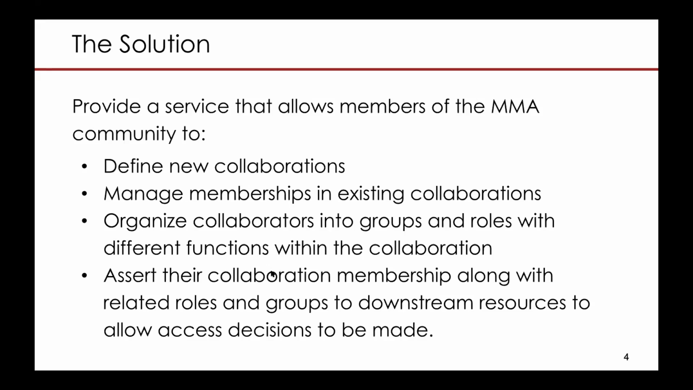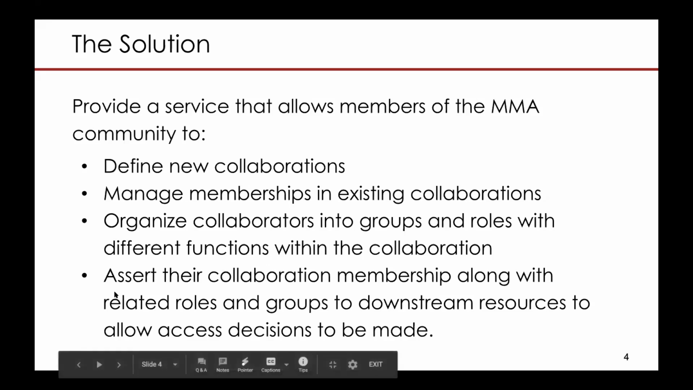We need to organize collaborators into groups and give them roles and associate those groups and roles with different functions and different abilities within the collaboration. And we need to assert their collaboration membership along with the roles and groups and abilities to downstream resources to allow decisions to be made, authorization decisions.